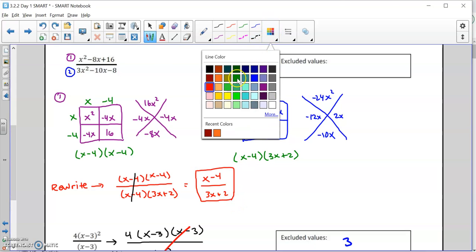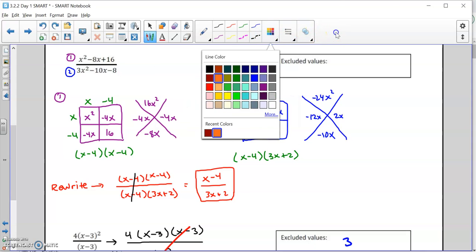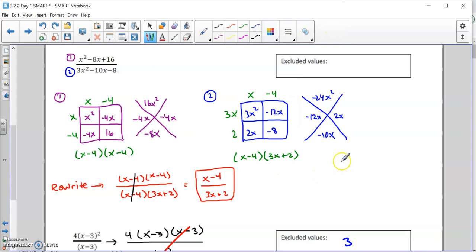And lastly, I'm going to go ahead and find excluded values now. So I'll do that over here. I'll call it EVs. Remember never to ignore any of these, even if we canceled one out. So we have to use the x minus 4 and we have to use 3x plus 2. Do not ignore x minus 4. So we have x minus 4 equals 0. We have 3x plus 2 equals 0. If we solve both of these equations, we get x equals 4 here.